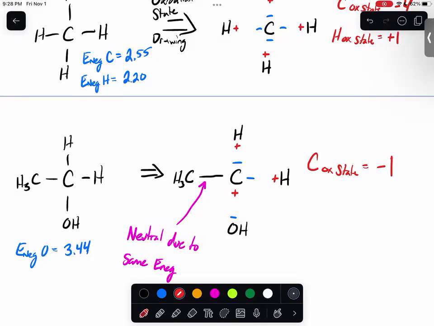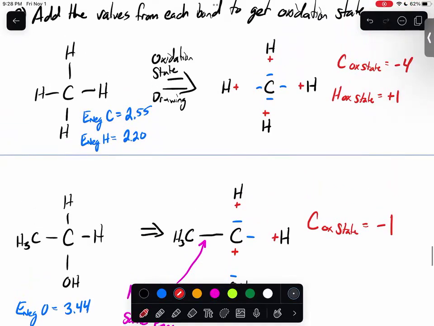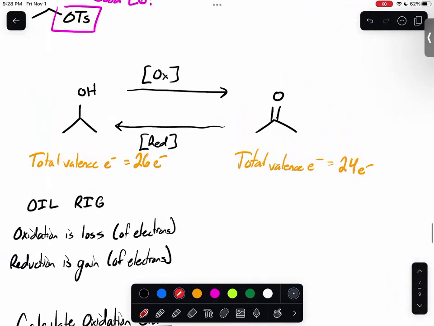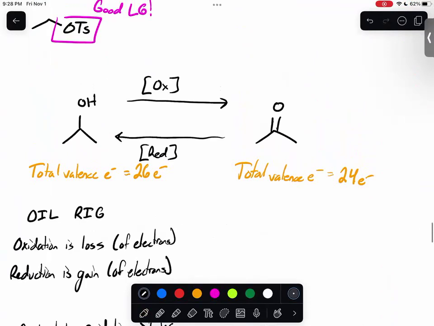So if you're thinking about this versus methane, like we had calculated beforehand, and you were asking yourself which carbon is more oxidized, you could say the carbon in methane is more oxidized because its oxidation state is lower. All right. Now, if we go back up to our original drawing of the alcohol and the carbonyl here, we can also check the oxidation states of these, right?